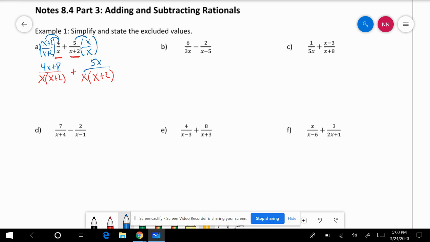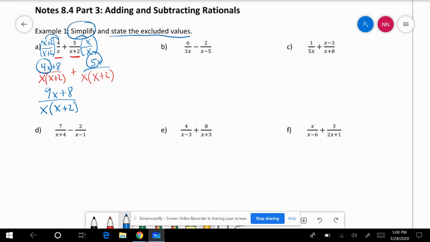What we're going to do next is add the like terms because we have a common denominator. So our common denominator is x plus 2. When we add the like terms, we have 4x and 5x. That gives us 9x. And then what we have is 8. Now, we're not only simplifying, we're also stating the excluded values.